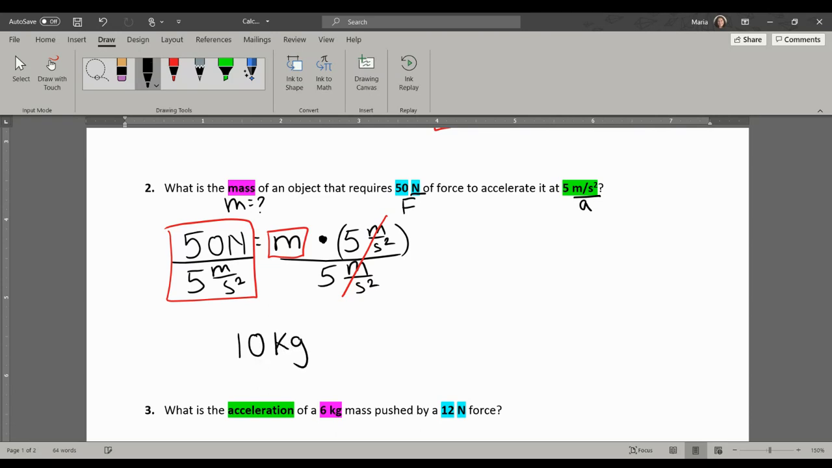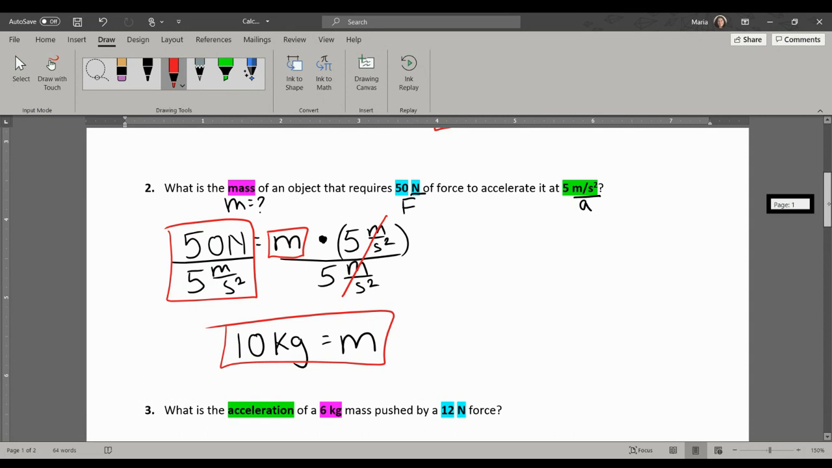You don't need to know how those numbers come to be. Just remember that kilograms is always our unit for mass. And that's our answer. Pretty easy, right? Let's go through one more together, and then we'll be done.